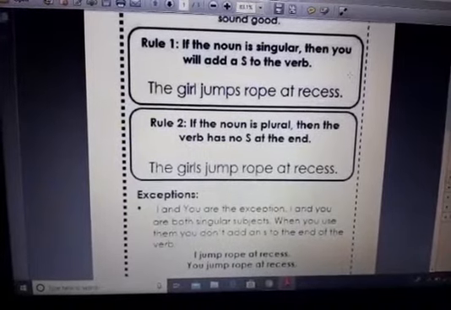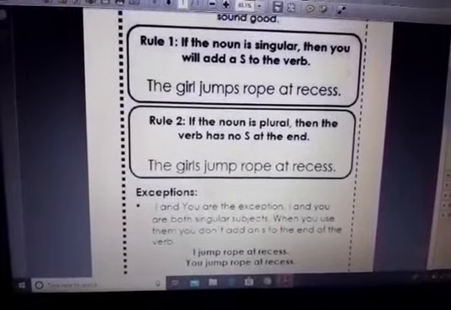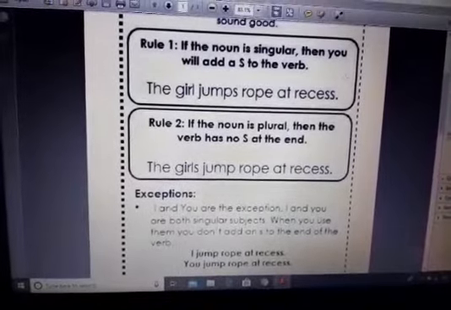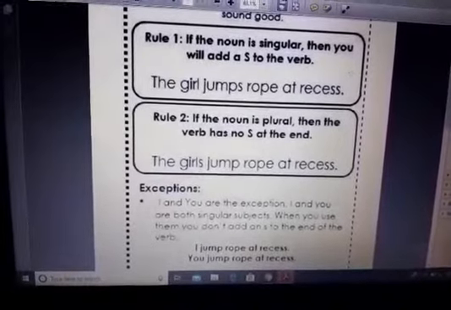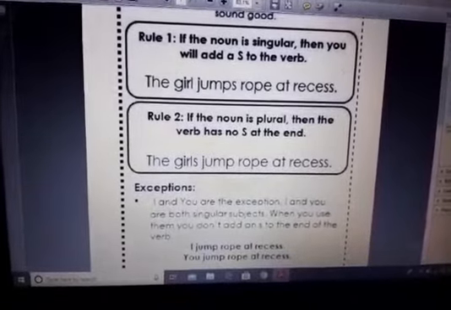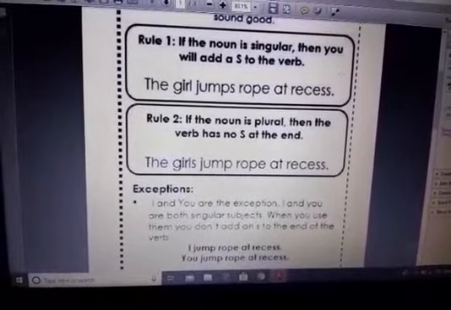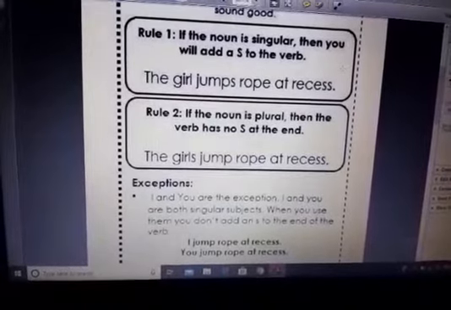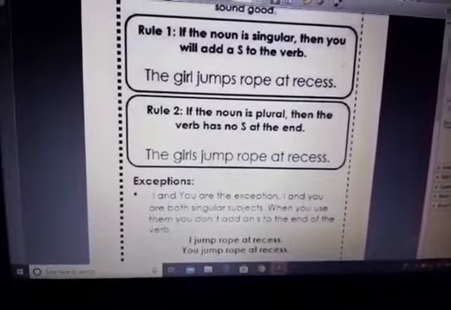Like for example, you can see the girl jumps rope at recess. First of all, find out the subject here. To find out the subject, you can ask a question like who. The answer will be the girl. The girl is a subject here, and see the subject is singular. So the verb will also be in a singular form. Means you have to change the verb by putting s, es or ies accordingly. So here the girl is a singular subject here, so the verb will also be in a singular form.